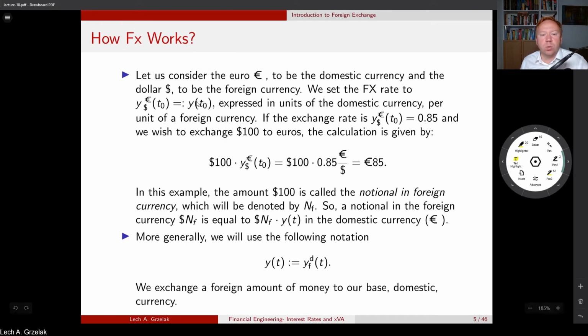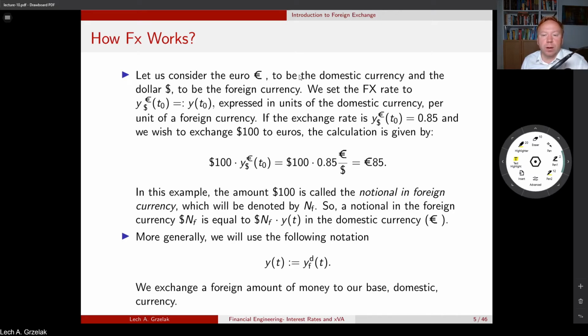Now let's see how this works: how foreign exchange works and how to exchange one currency to another. I think for many of you it is very straightforward, but let's just introduce this notion of how the exchange works, because it will later be used once we dive into stochastic differential equations. We introduce processes for the FX rate, so it's also important to understand what exactly is the meaning behind those processes.